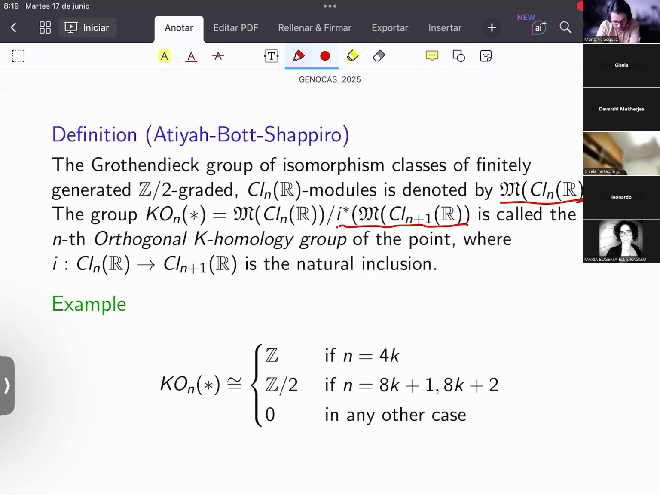And we can compute explicitly that the groups are 8-periodic, that we get the integer numbers for n equal to 4k, and Z2 for 8k plus 1 and 8k plus 2. That is the reason why the above theorem is only true for n equal to 4k. The reason is that the index in that case takes values in the integer numbers, but in the other cases it could be 0 or could take values in Z2.